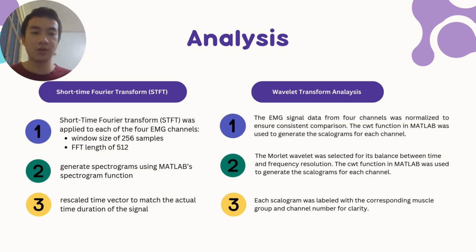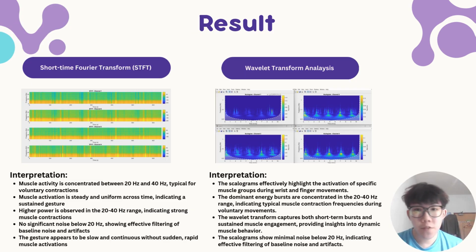So each scaleogram was labeled with the corresponding muscle group and channel number for clarity. So the result will show in the next slide. Okay, from the result, we can see that there are five iterations in between one channel that can be shown in short time Fourier transform and also wavelet transform analysis.